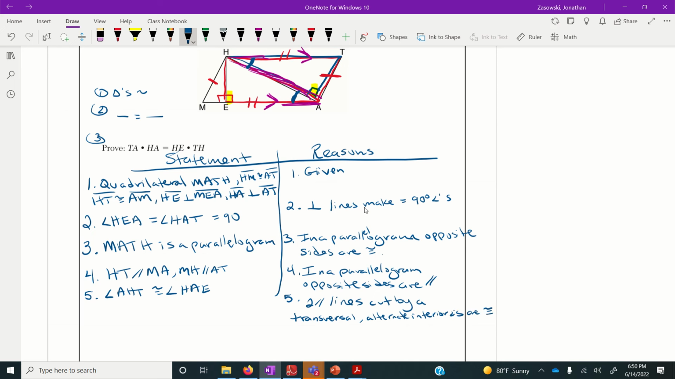Okay, and now we have the last three steps here. So we know that 6 is going to be the triangle is similar to the triangle. 7 is going to be our proportion. And then 8 we know is going to be our proof statement: TA times HA equals HE times TH. Okay, so 6 is always going to be our AA Similarity Theorem.